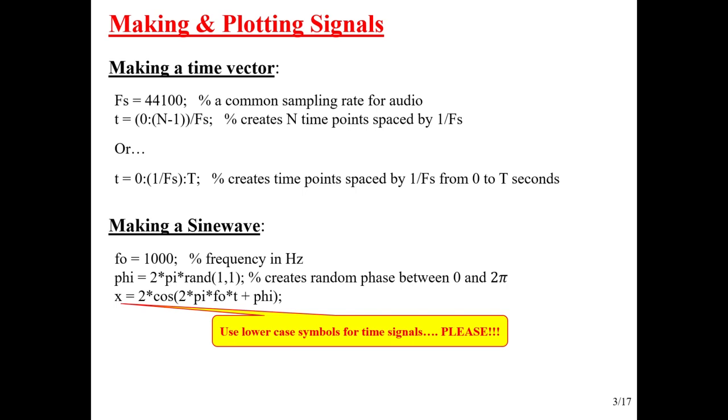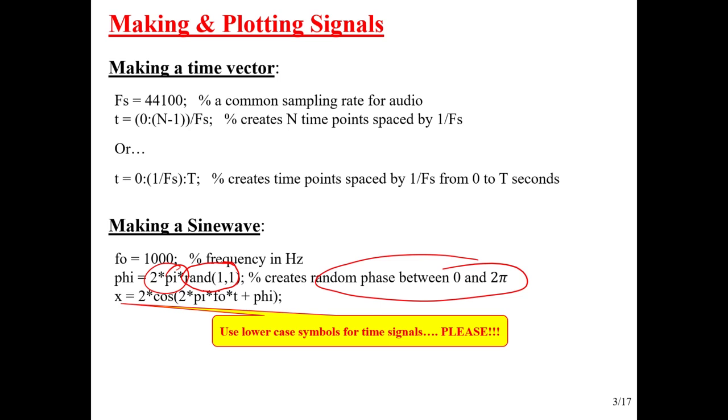Okay, now you've got a time vector, and you might want to use that in some mathematical function to create a signal. The most common mathematical function to use to create a signal is a sinusoid. So here I'm just illustrating setting the frequency to 1,000 hertz. And then, you don't have to do this, but I just randomly pick a phase. With the command that I have there, rand(1,1) will give one number that's randomly selected between 0 and 1, times 2 pi gives you a random phase between 0 and 2 pi.